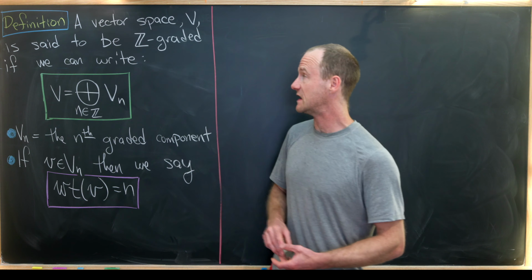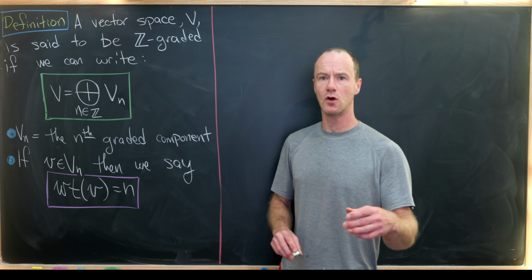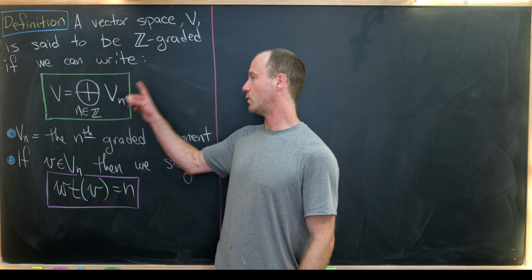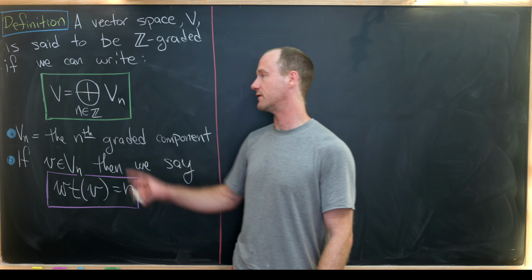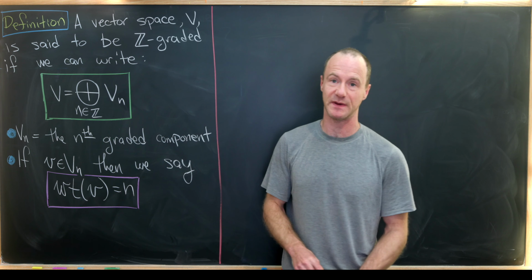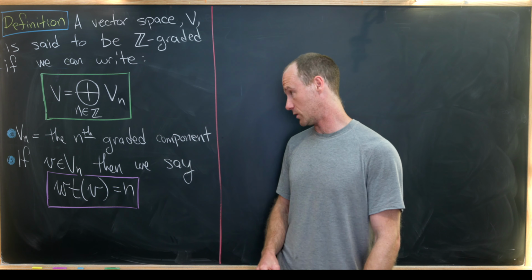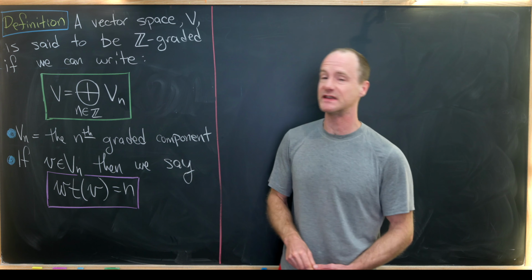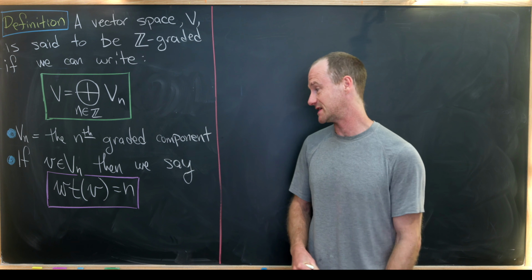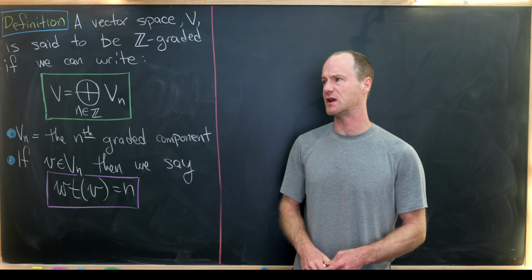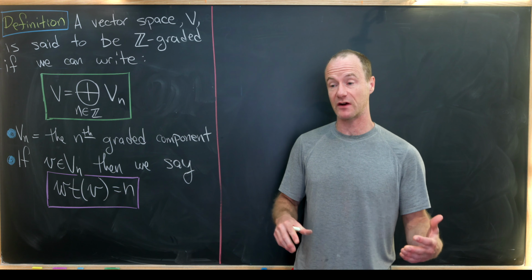So a vector space V is said to be Z-graded or integer graded if we can decompose it into a direct sum of subspaces indexed by the integers. So we have V as the direct sum over n integers of V sub n, where we say that V sub n is the nth graded component. And then if we've got a vector v in this nth graded component, we would say that its weight is equal to n, or sometimes its degree. The word that we use there varies depending on context, but I'll just write WT of v equals n. Okay, so let's jump into some examples.